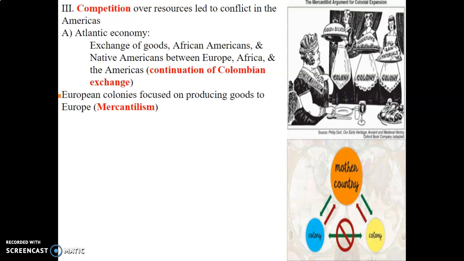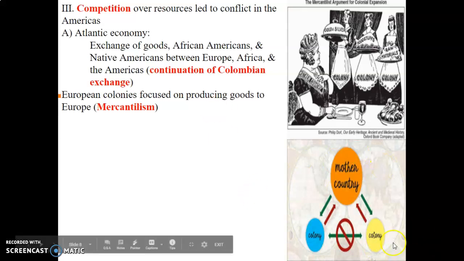European colonies focus on producing goods for Europe, also known as mercantilism. What is mercantilism? It basically means trading. So if you look at this picture down here, colonies trade with the mother country, and it comes back and forth. Colonies trade with the countries back and forth, but they do not trade with each other.